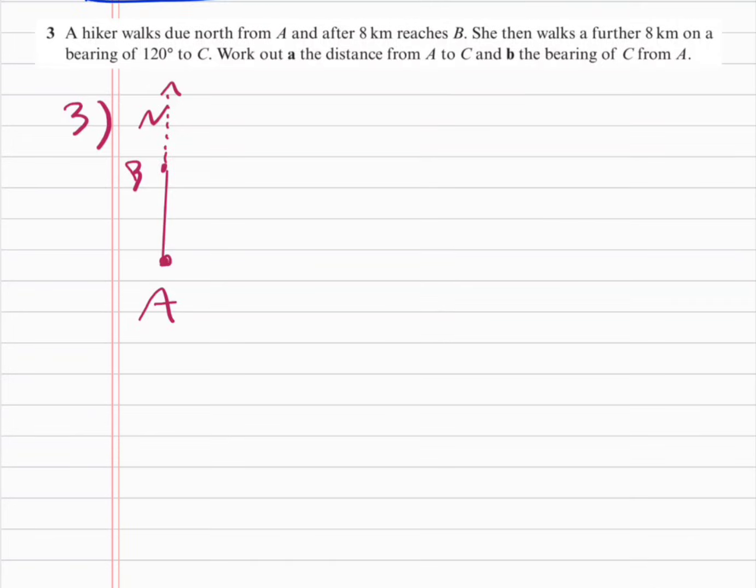And then she walks a further 8 kilometers on a bearing of 120 degrees to C. Now, from the north line to the potential line that makes 120 degrees, it should be something like this, right? So it's going to be this line, say. So this is point C, because now this looks like a 120 degrees angle. And then we obviously have the line from C to A.